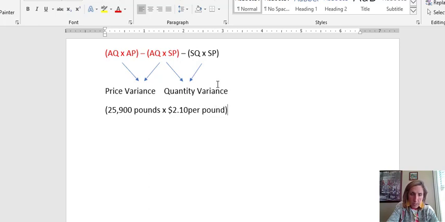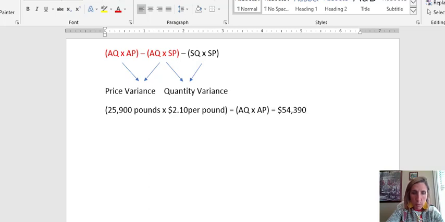That represents my AQ times my AP. So I'm going to figure out what that amount is on my calculator. It says 25,900 multiplied by 2.10 gives me a value of 54,390. That was the total that I paid for that quantity.